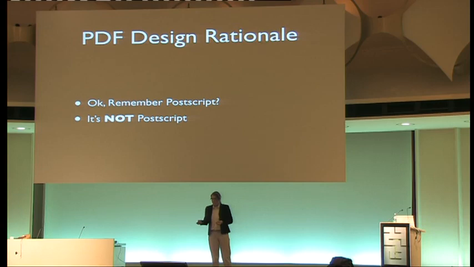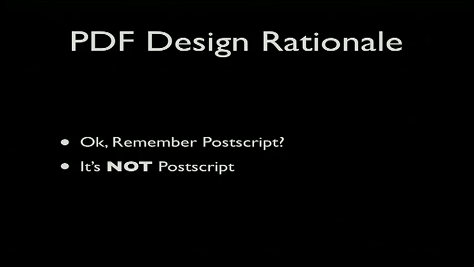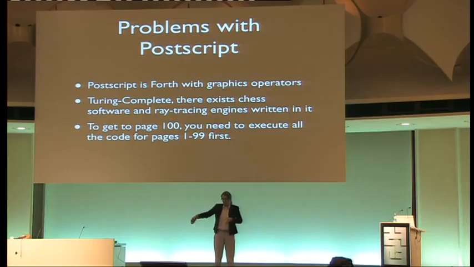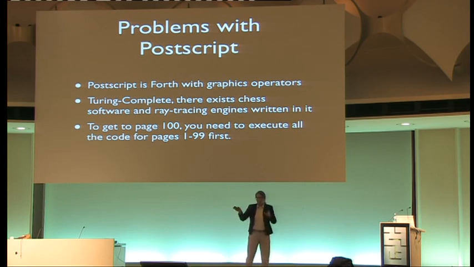PDF was sort of a reaction to PostScript. There's a couple of problems with PostScript. It's basically Forth with a bunch of graphics operators. So in order to display page 100, you had to execute the code from pages 1 through 99 first. And it could take forever because it's actually a fully Turing-complete language. It may ray trace a sphere on a checkerboard or something while you're somewhere between pages 1 and 100.